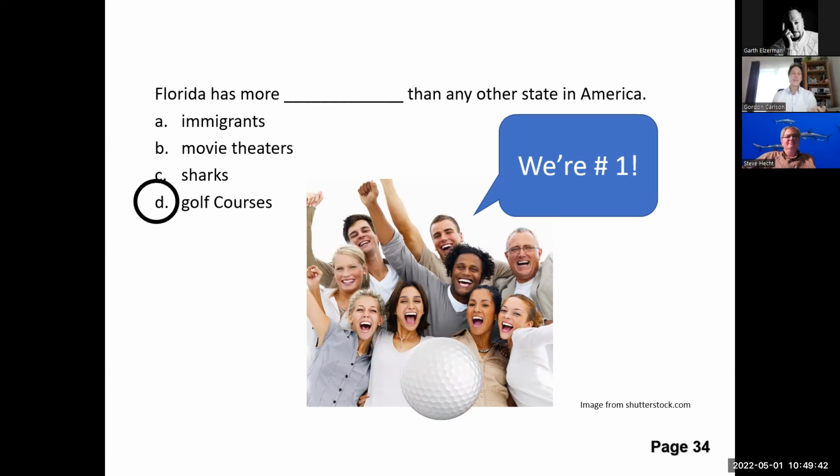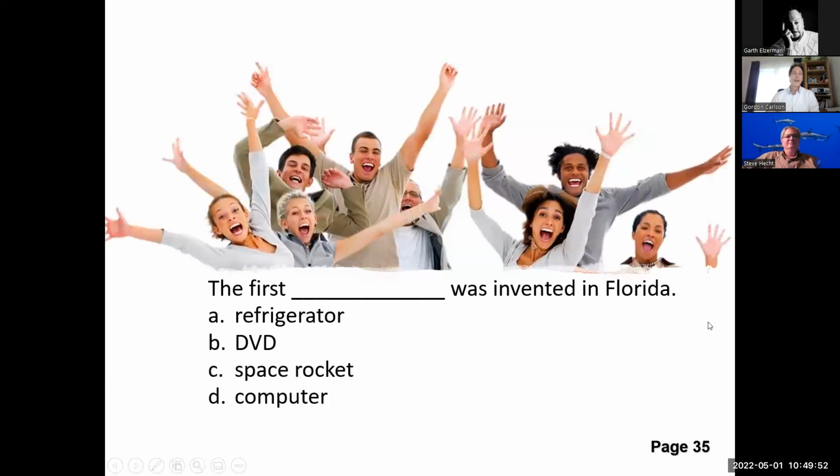And this was kind of significant because Hyogo Prefecture, where we live in Japan, also has more golf courses than anywhere in Japan. So it's like, hey, okay, we have an instant connection there. Okay, here's another one for y'all. Let's get some more people. Okay, the first what was invented in Florida? 10 seconds to go. A, the refrigerator. B, the DVD. C, space rocket. Or D, computer. Okay, see a few answers coming in.